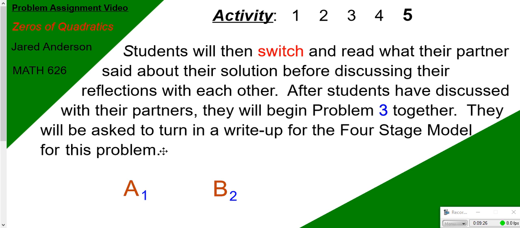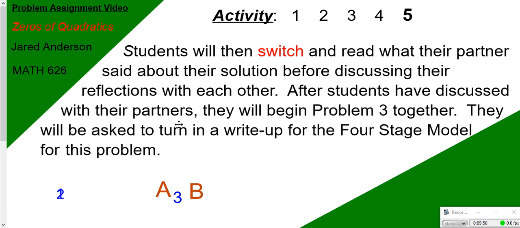Students will then switch with their partner again to see what they wrote. So actually I think at this point A has 2 and B has 1. They're going to switch one more time. So go over here and over here so that they can see what their partner said about their solution. Okay? After discussing with their partners what they said, they can toss these papers. They no longer need 1 and 2. They're going to start working on problem number 3 together.